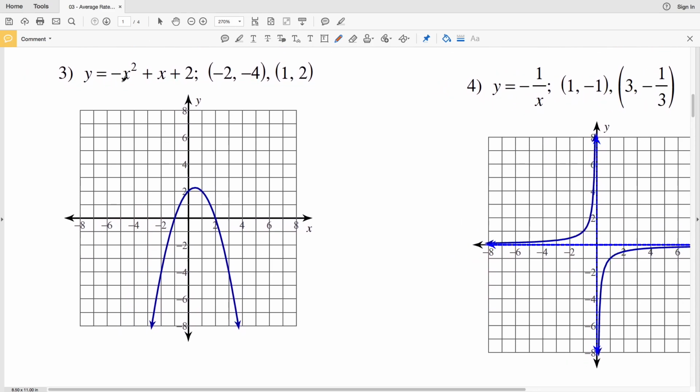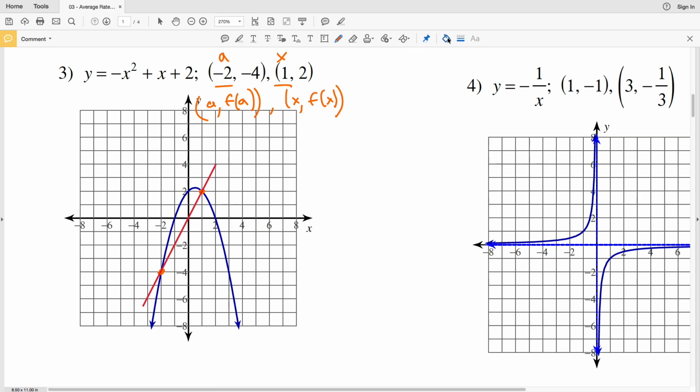And number 3, we have y equals negative x squared plus x plus 2. We're going from the point negative 2, negative 4, so plotting that, negative 2, negative 4, to the point 1, 2. So we're finding the equation for this secant line. So you can see our interval is our x values, so from a to x. So we're finding the equation of the line a, f of a, and x, f of x.